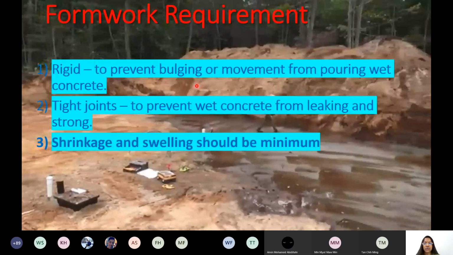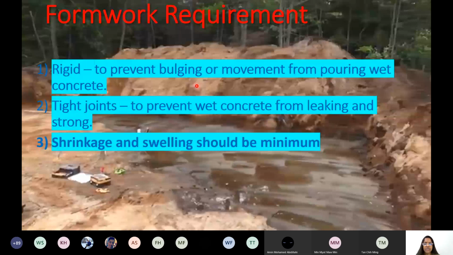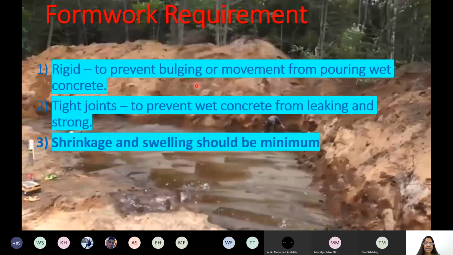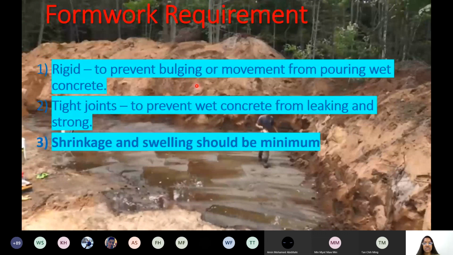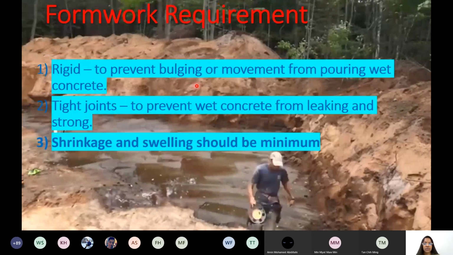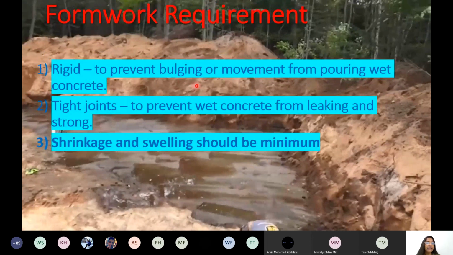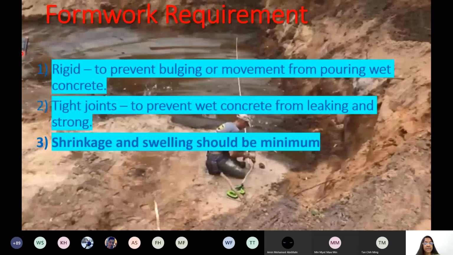Choose the material, choose the size in such a way that it will stay strong and hold until it is done, and even until it is stripped off, right? After curing, it should be stripped off. And then tight joints. You should have tight joints.